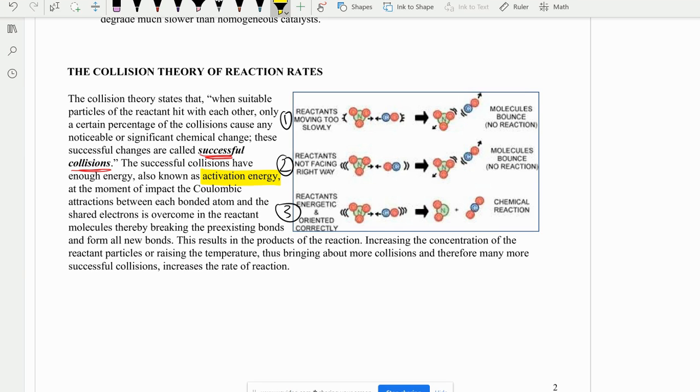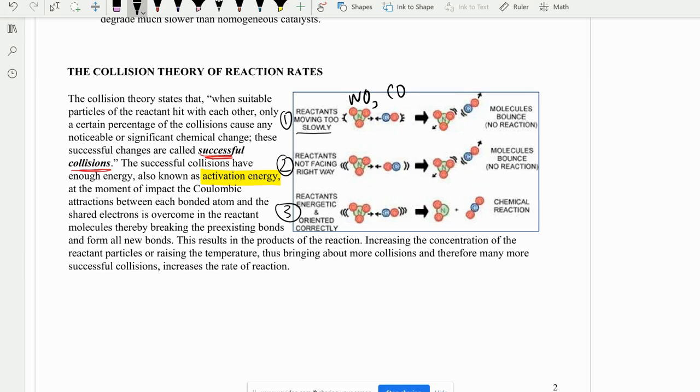If you look at the image given to you at the bottom of page 2, go ahead and take a look at the first scenario. We have two reactants, and just according to the image, I think this is NO3, and this molecule I think is CO. So it looks like we have NO3 and carbon monoxide coming together, but the reactants are moving too slowly.